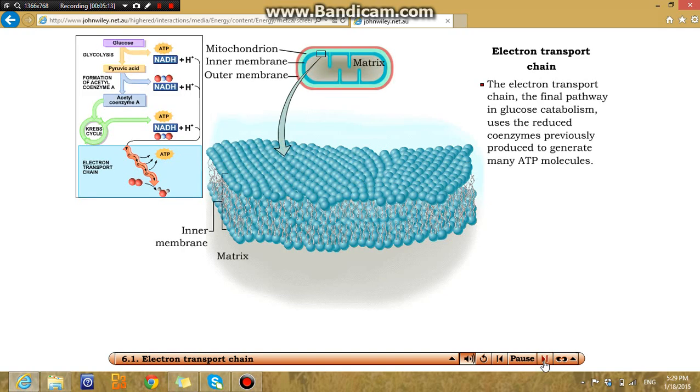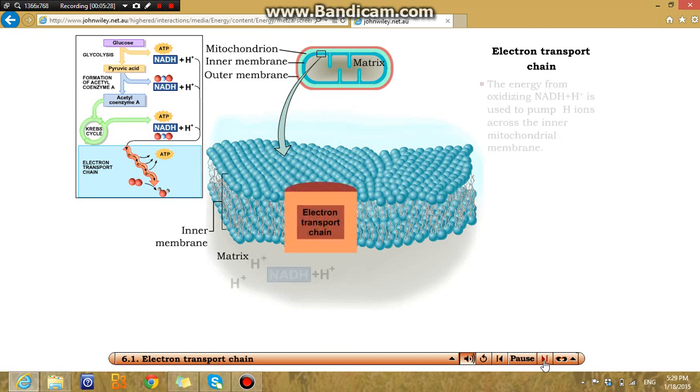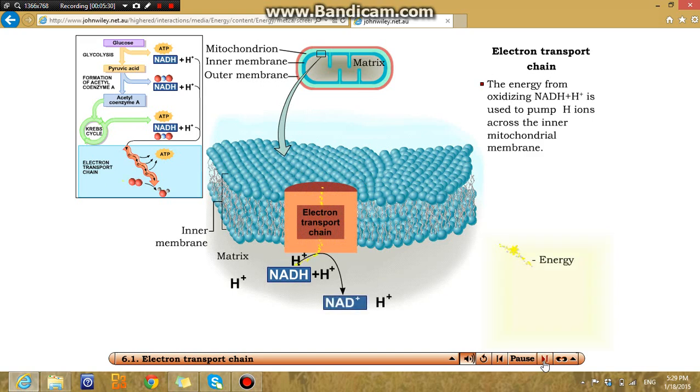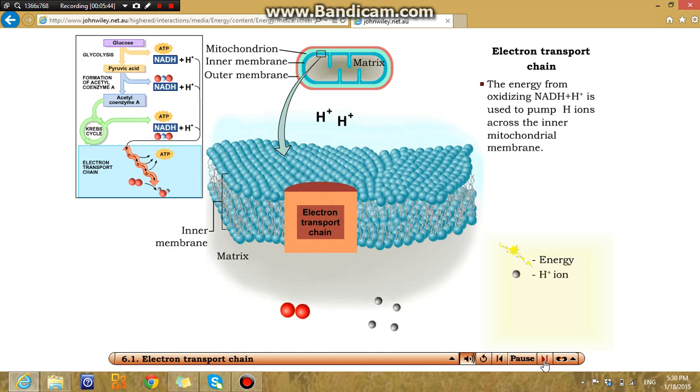During the last step of aerobic glucose catabolism, the reduced coenzymes are used to generate ATP. This step occurs in the inner membrane of the mitochondrion. When the reduced coenzymes are oxidized, the energy is used to pump hydrogen ions across the inner mitochondrial membrane. Water is formed from this step, as the hydrogen atoms are released and combine with oxygen.